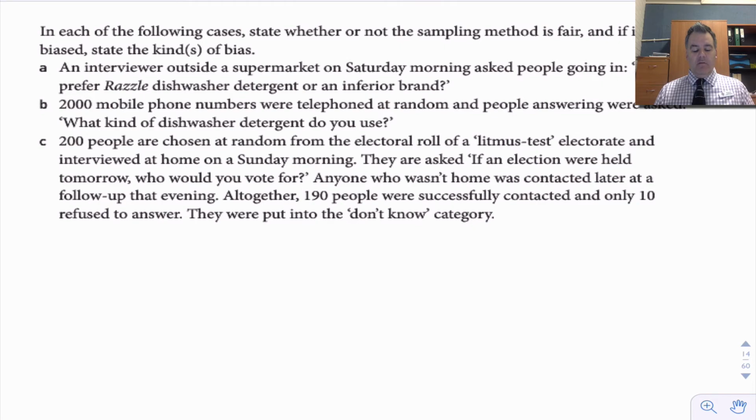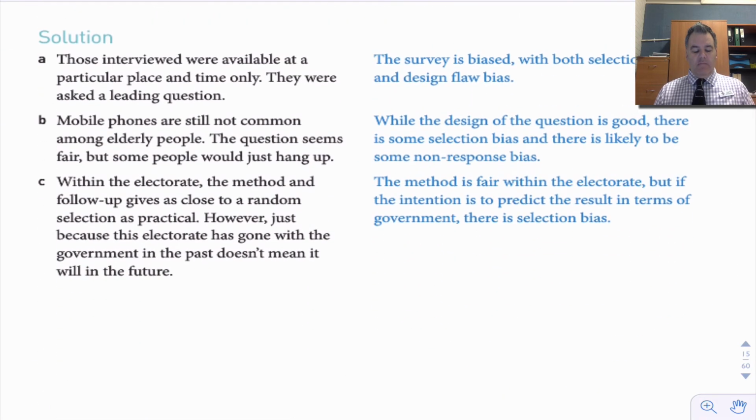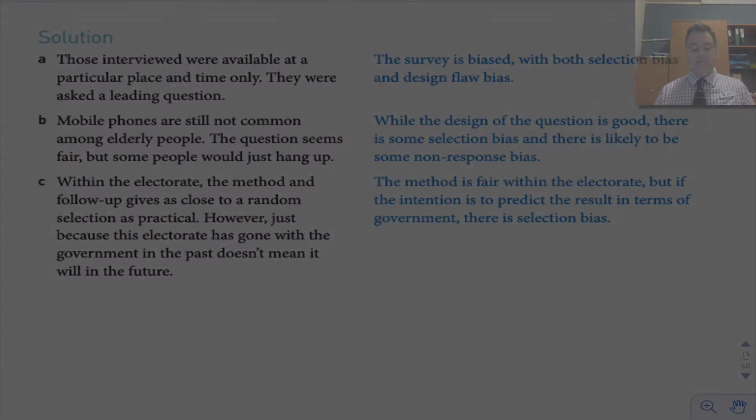It's pretty solid. The only problem here is that just because of the way that people have voted in the past doesn't mean they're going to vote that way in the future. So, but it is a pretty good way to do this survey.